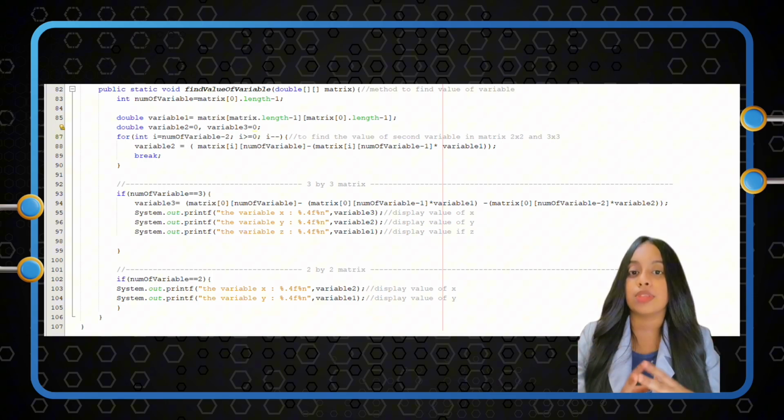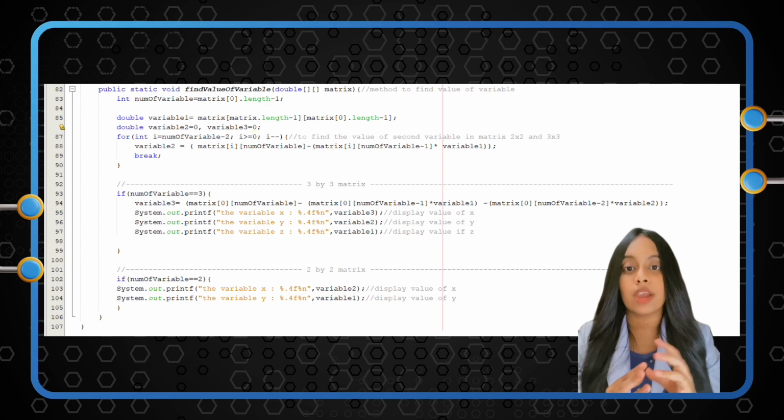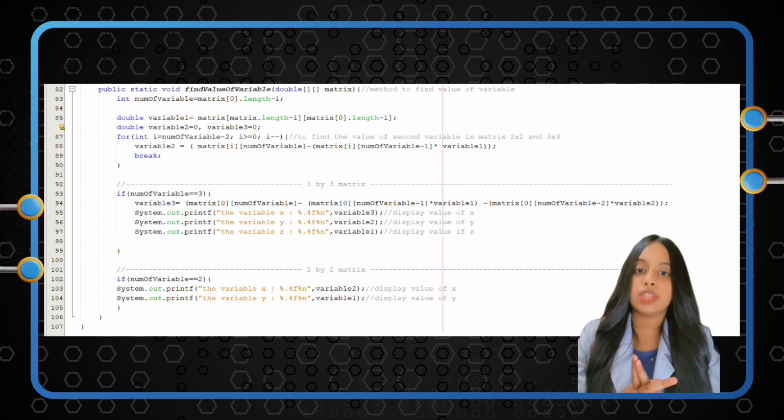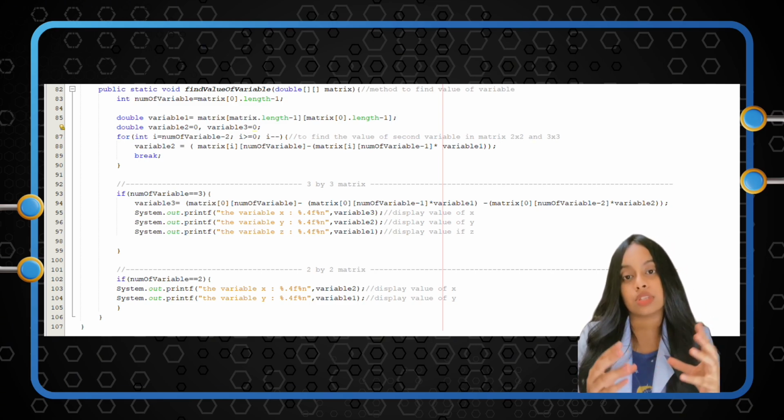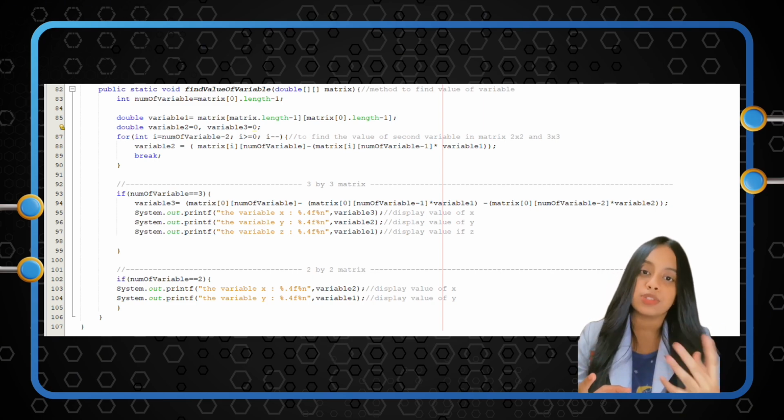Right now I would like to present my part, which is the very last part of this project. The method that I would like to present is to find the value of the variables, which also includes the output for the final part of the project. Initially, we initialized the value of the number of variables. That is for the users to input whether they want a 3x3 matrix or a 2x2 matrix.